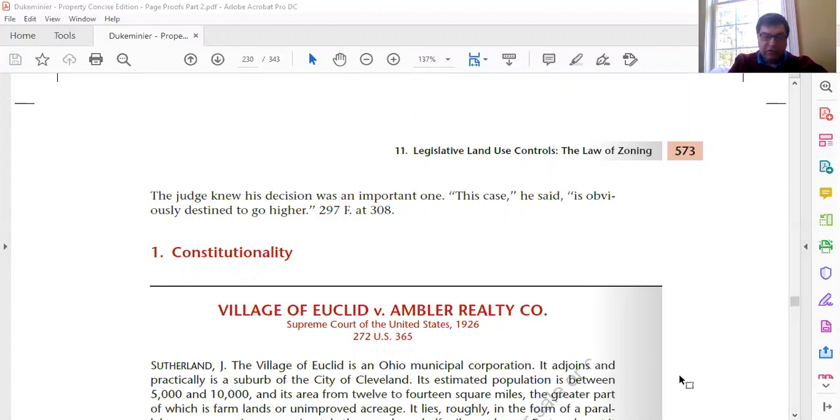So the use restrictions differentiated between U1 and U6 property. And so U1 was the most restrictive, U6 was the least restrictive. Each of the use zones was also overlaid with area and height zones.